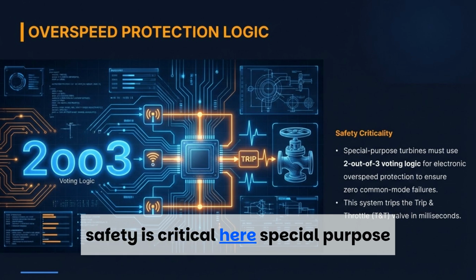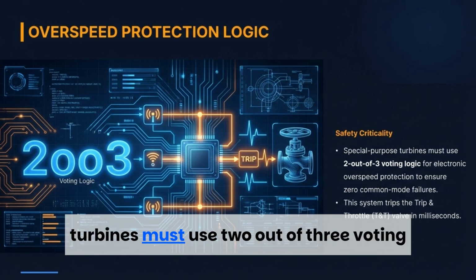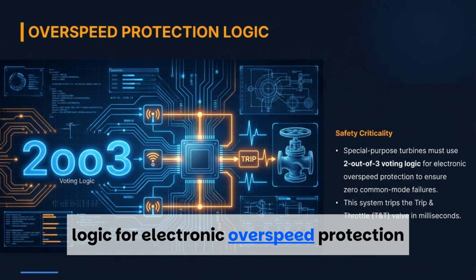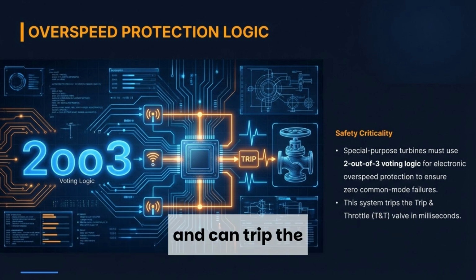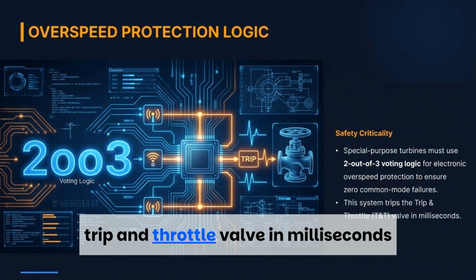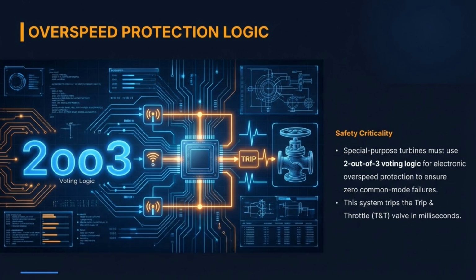Safety is critical here. Special purpose turbines must use 2 out of 3 voting logic for electronic overspeed protection. This ensures zero common mode failures and can trip the throttle valve in milliseconds.